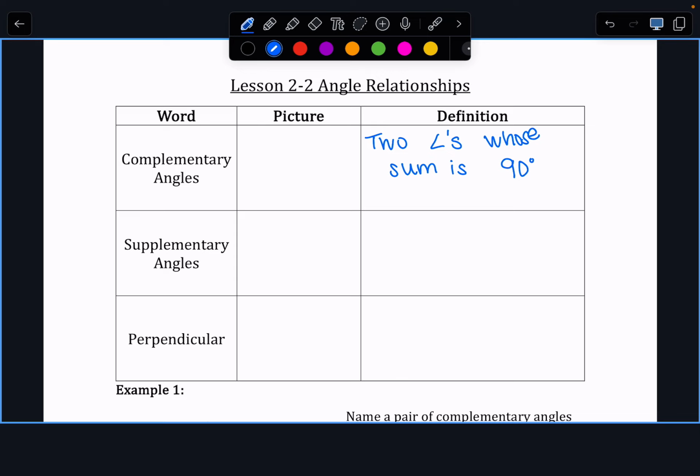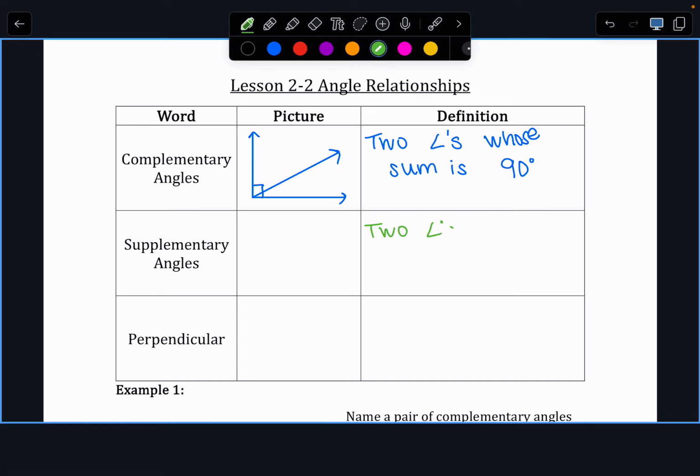Okay? Do they have to be adjacent? No, they do not. I'm going to draw a picture of them adjacent, but they do not have to be. Okay? Complementary just means they add to 90. Supplementary.